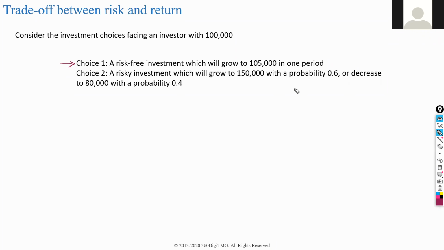Okay, and then choice two. This is a risky investment. There is 60% probability that you get $150,000 if you invest, or there is 40% probability that you'll get 80,000. So there's 40% probability that you will lose $20,000. There is 60% probability that you'll gain $50,000. Given this, where do you want to invest? Yeah, I mean, if I just were to ask that statement, what would your answer be?